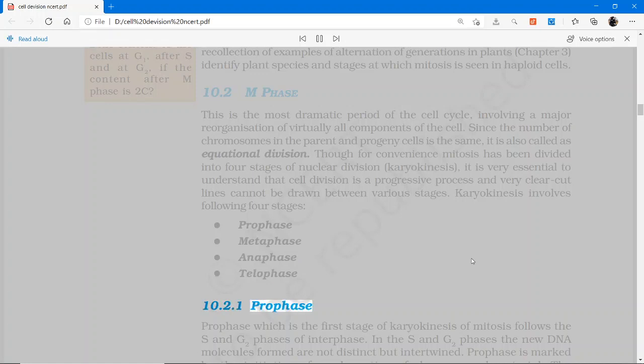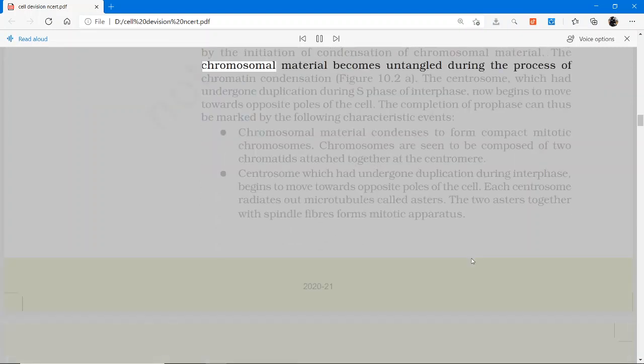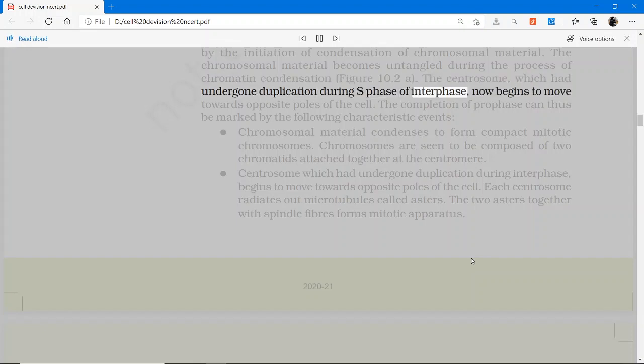10.2.1 Prophase. Prophase, which is the first stage of karyokinesis of mitosis, follows the S and G2 phases of interphase. In the S and G2 phases the new DNA molecules formed are not distinct but intertwined. Prophase is marked by the initiation of condensation of chromosomal material. The chromosomal material becomes untangled during the process of chromatin condensation, figure 10.2a. The centrosome, which had undergone duplication during S phase of interphase, now begins to move towards opposite poles of the cell. The completion of prophase can thus be marked by the following characteristic events.